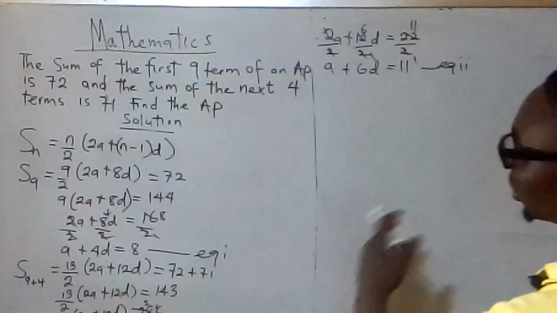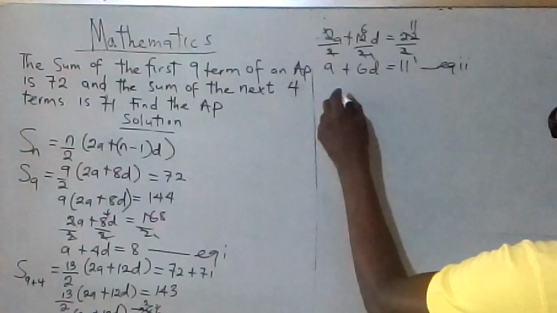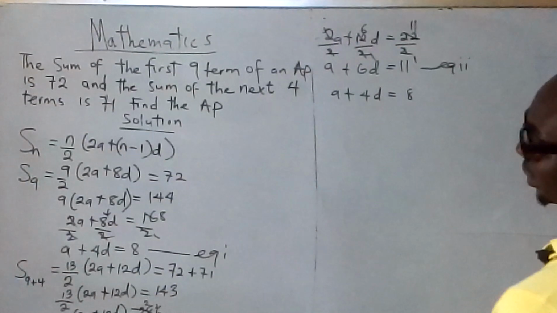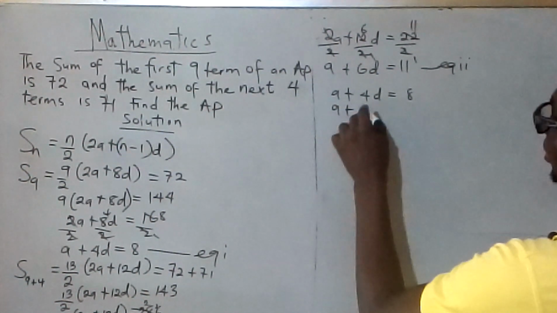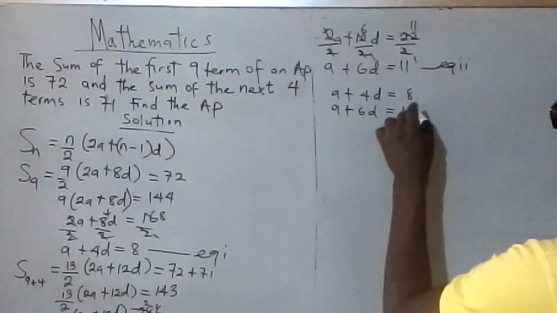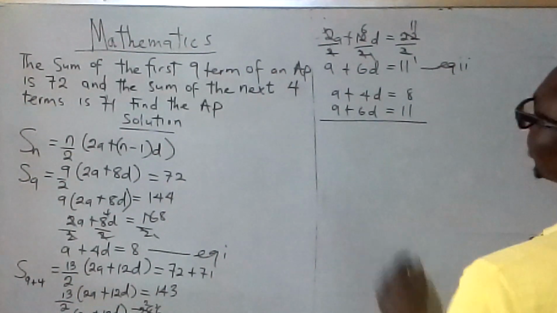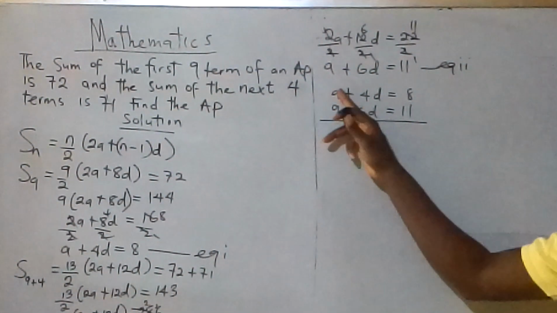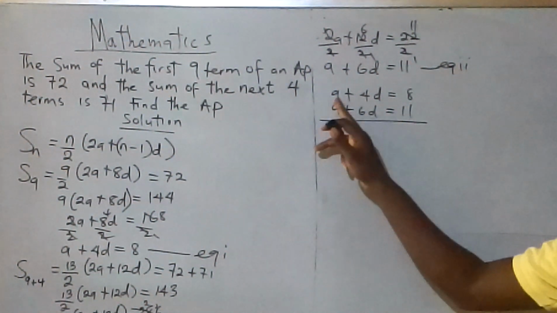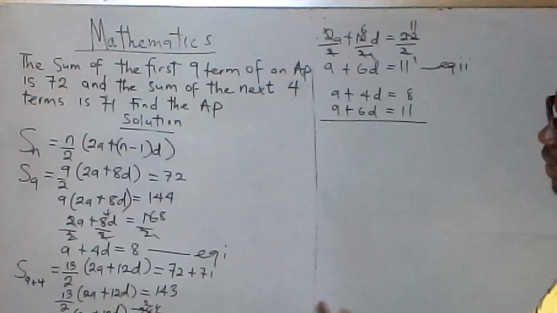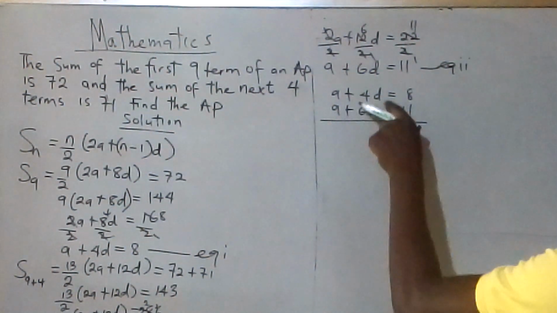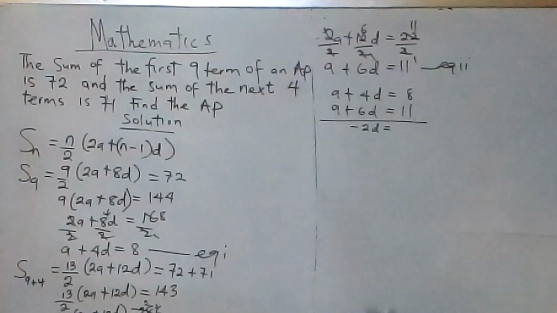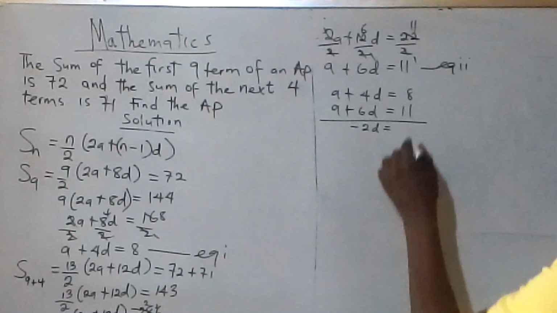We can bring both equations together. That is, a plus 4d is equal to 8, and a plus 6d is equal to 11. We can use the elimination method. To eliminate a, we use the minus sign. So a minus a will be 0, and 4d minus 6d will give me minus 2d, equal to 8 minus 11, which is minus 3.